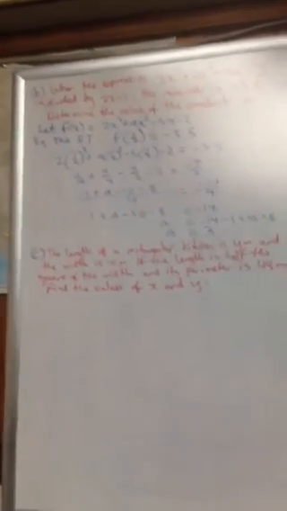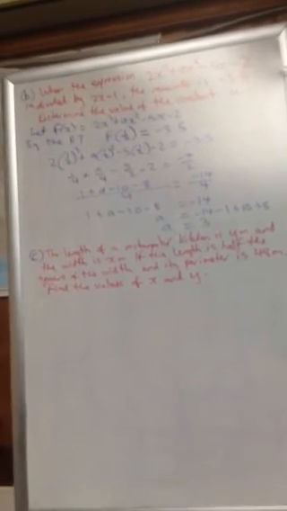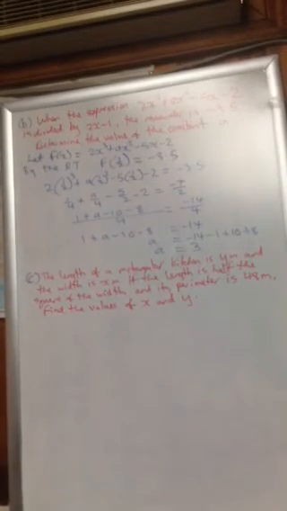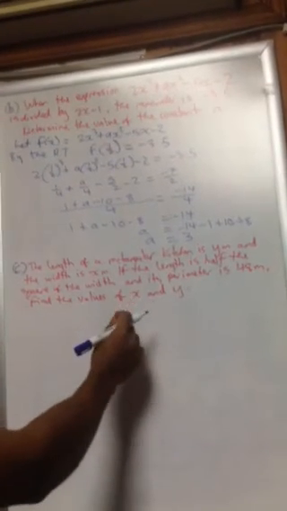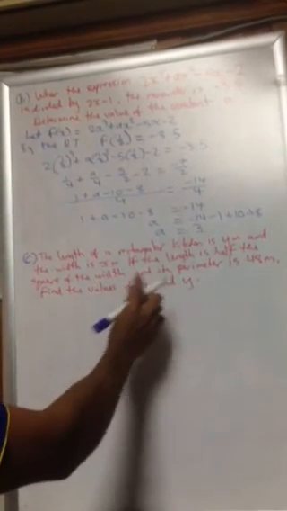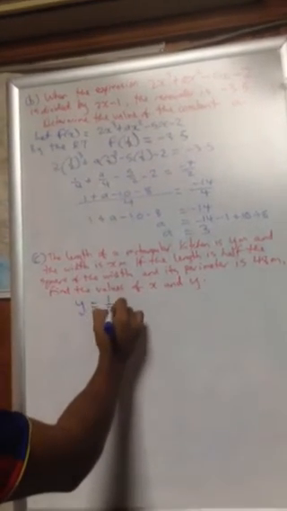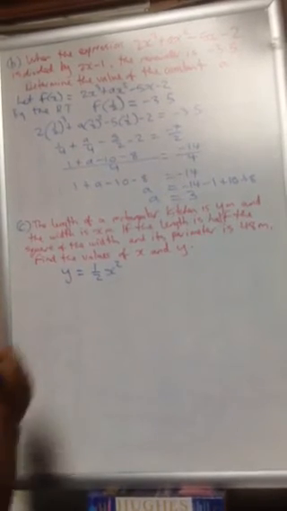The length of a rectangular kitchen is y meters and the width is x meters. If the length is half the square of the width and its perimeter is 48 meters, we need to find the values of x and y. Good, so we know that the length is y, the width is x, and the length, y, is half of the square of the width, that's a half x squared.